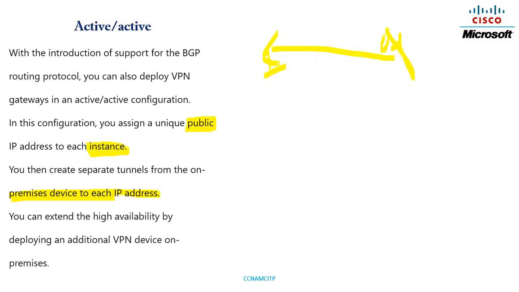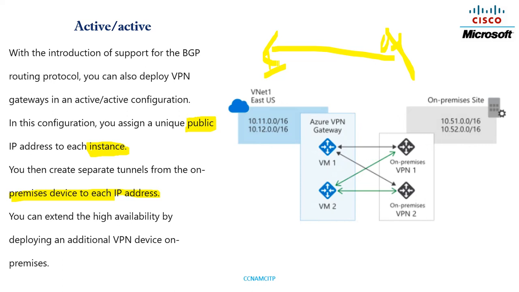You can extend the high availability by deploying an additional VPN device on premises, if you wish and if you are capable of doing it. So how it is, let's see. Once again we have one virtual network, East US. You can see the on-premises infrastructure. We have on-premises VPN 1 and on-premises VPN 2.